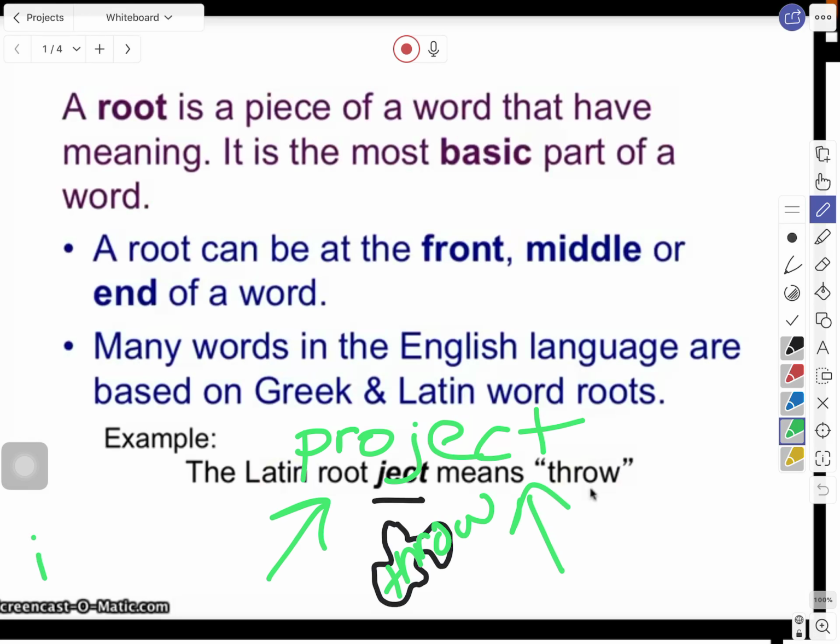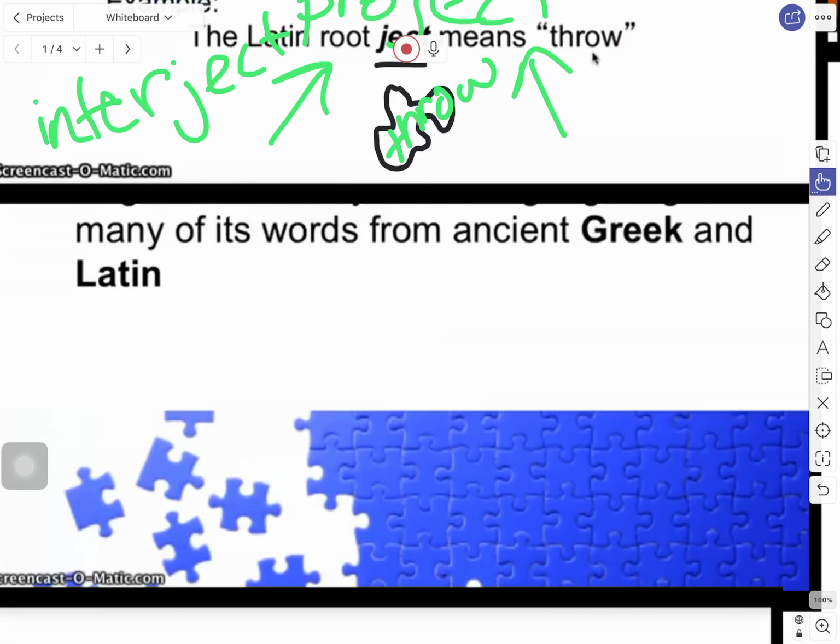Another one that I know in my class we've talked about, inter, like intersection, you're going between. So as soon as you add inject, that puzzle piece, now it means between and throw. So you're going to throw an idea in between. You're going to throw an idea out there. And that's what it means when you interject. You come up with something and put it in the middle. So root words, they give meaning. They help with the meaning. Okay? Well, some more examples.